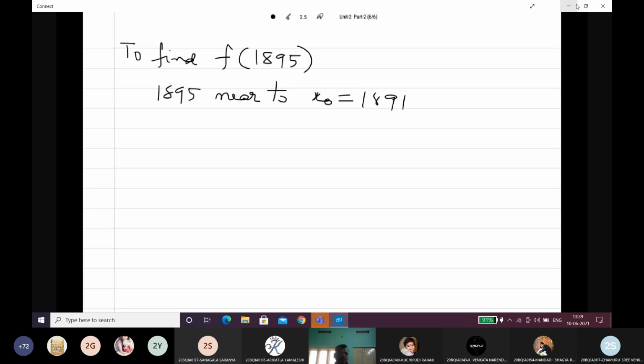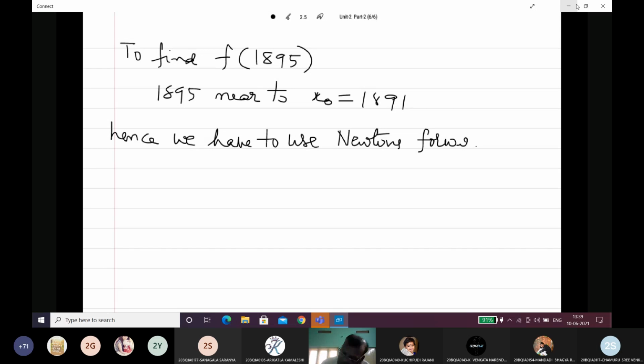So we have to use Newton's forward interpolation formula. Hence we have to use Newton's forward interpolation formula. Right?